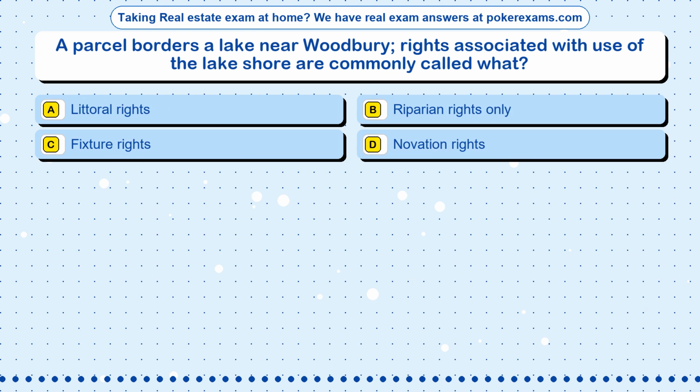Question 89. A parcel borders a lake near Woodbury. Rights associated with use of the lake shore are commonly called what? Option A, literal rights. Option B, riparian rights only. Option C, fixture rights. Option D, novation rights.